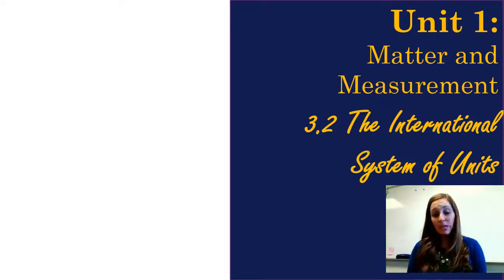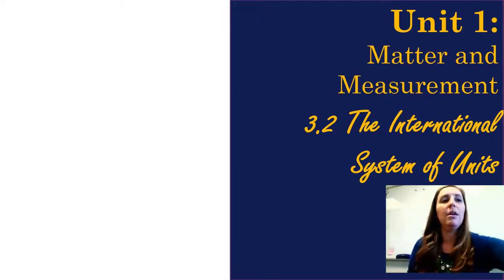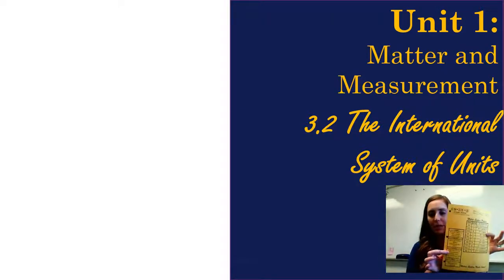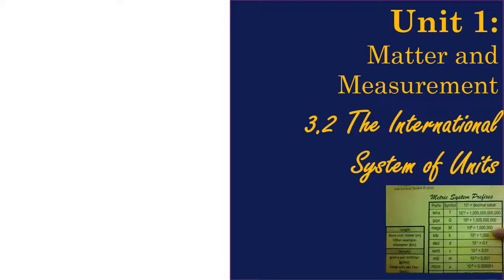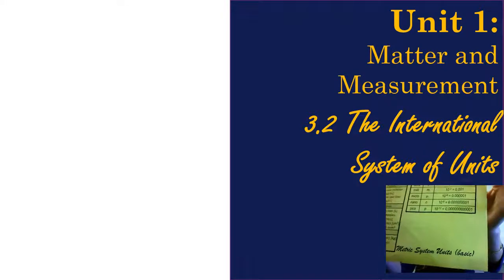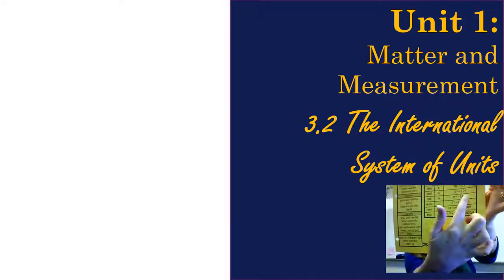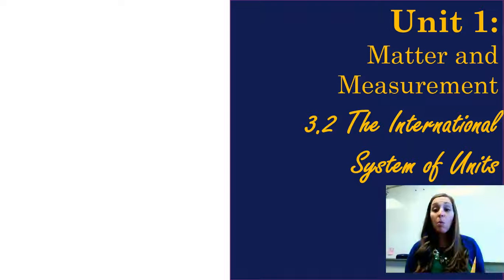You're going to need a few things for this video. Obviously you need your follow along notes to fill in as we go through the material, but you also need this handout. It's the 3.2 handout. It has your metric system prefixes and then metric system units. These are the prefixes and these are the units that you need to know. We're going to go over how to use that later. You also will need a calculator.